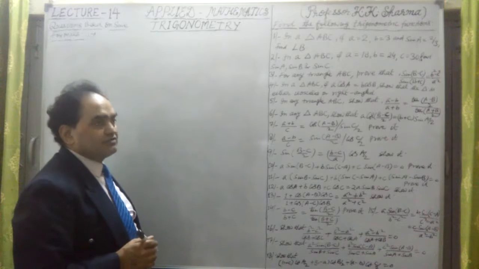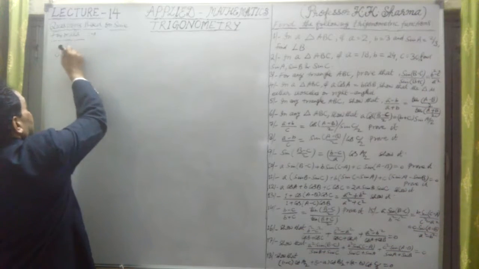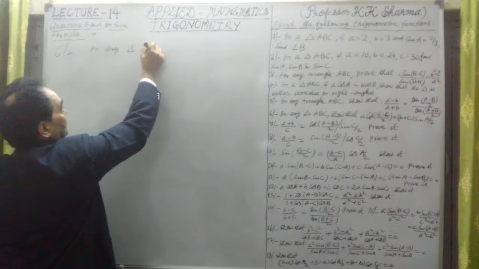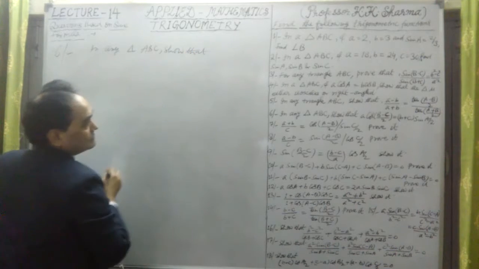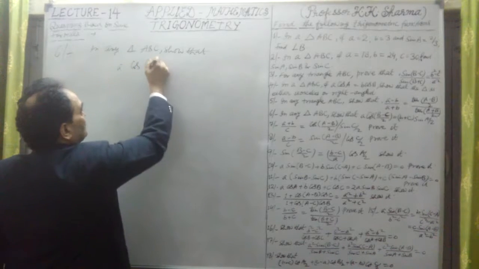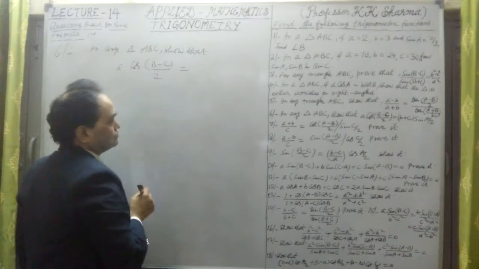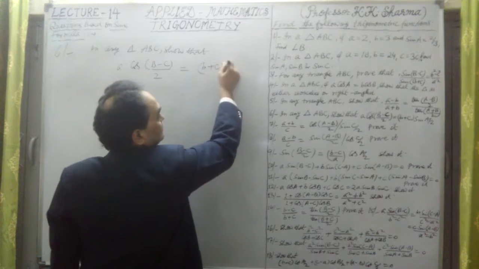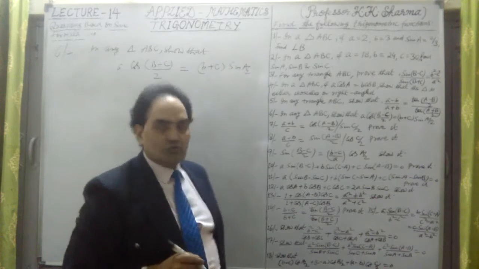The 6th question is: in any triangle ABC, show that, you have to prove that, a into cos((B minus C)/2) is equal to (b plus c) into sin(A/2). This we have to prove.